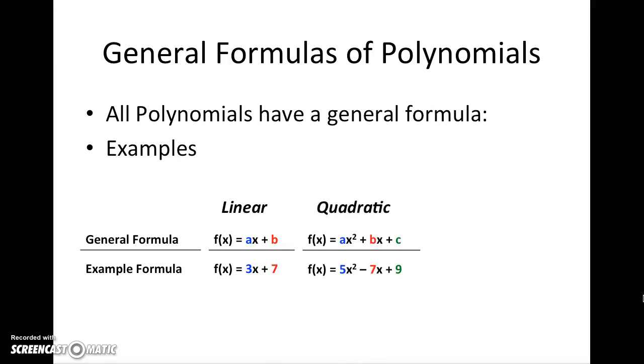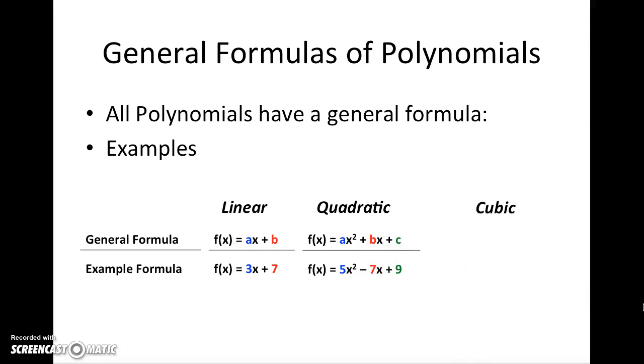Let's look at a quadratic. The general formula here is f of x equals ax squared plus bx plus c. And here the coefficient a is 5 in our example, b is negative 7, you cannot forget the sign, and that is the coefficient in front of x, and c is 9.